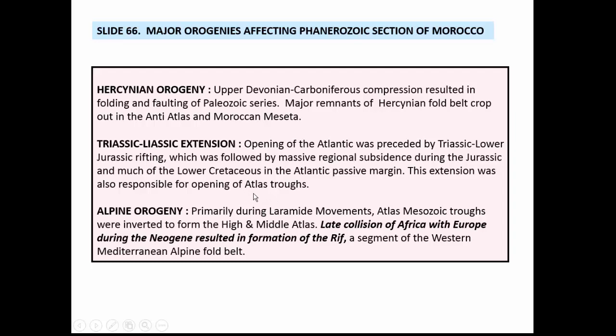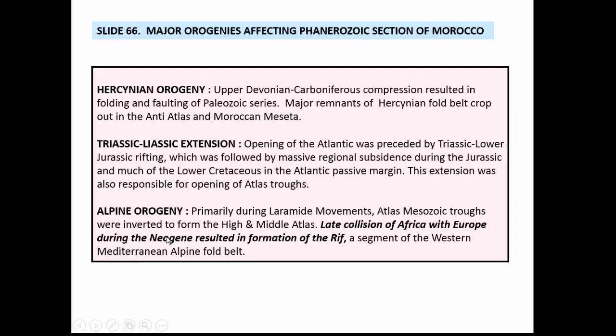Alpine orogeny, this is what you're really looking at for the most part here, although you get some salts associated that are pre-Alpine. Here again, it depends on what you call Alpine. Some people dip all the way down into mid-upper Cretaceous time and call that Alpine, early, middle, and late, with the middle Alpine being actually Laramide, late Alpine being Miocene. Alpine orogeny mainly during the Laramide movements. Atlas Mesozoic troughs were inverted to form the High and Middle Atlas.